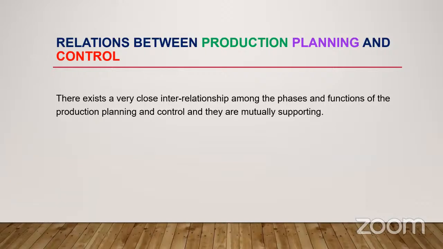Now the question arises: what are the major relations that we take between production planning and control? Because here I am segregating the terms production planning and control. There exists a very close interrelationship among the phases of the function. Why are they phases? Because phases mean input, process, and output, right? Among the phases and functions of production planning and control, they are mutually supporting each other.